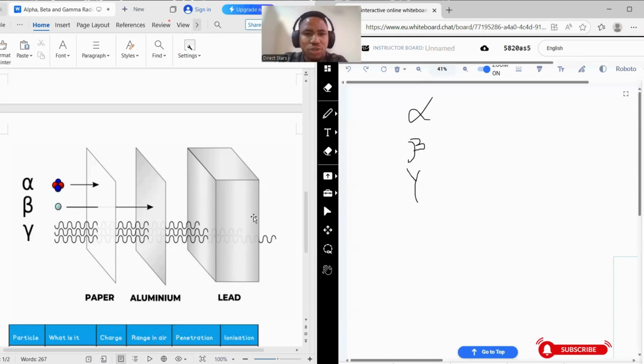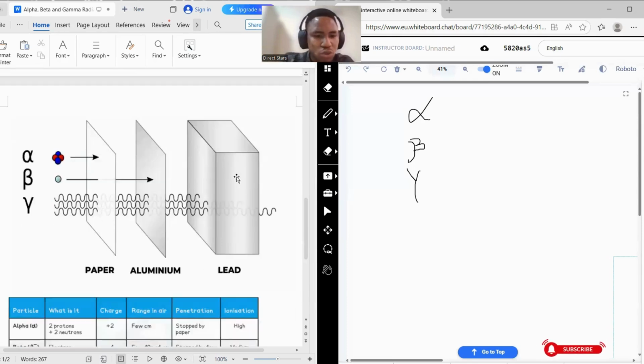These radiations allow energy to move in space. We have these different types of it, but they all allow energy to move in space. So when energy moves in space, alpha radiation can be stopped by ordinary paper. Beta radiation can be stopped by aluminum when energy moves in space, while gamma radiation can be stopped by lead when energy moves in space.